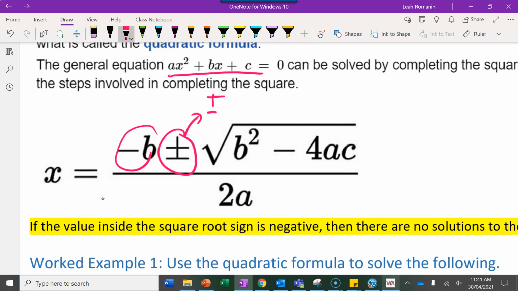Brianna? So x is going to equal two numbers? Yes, you're going to have two solutions.